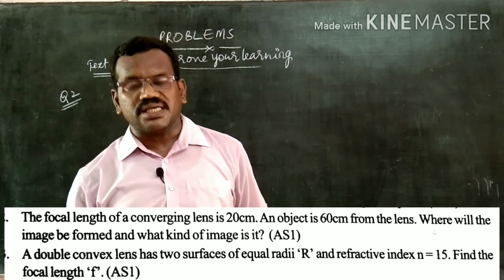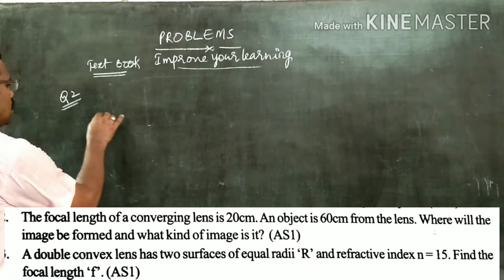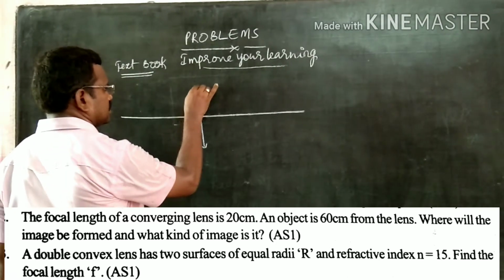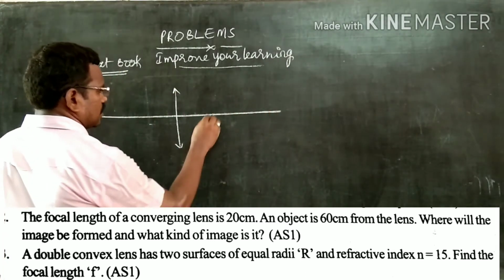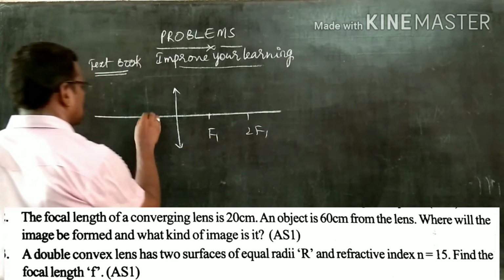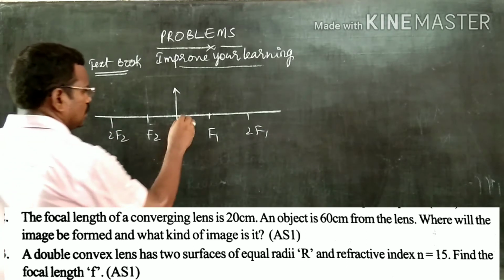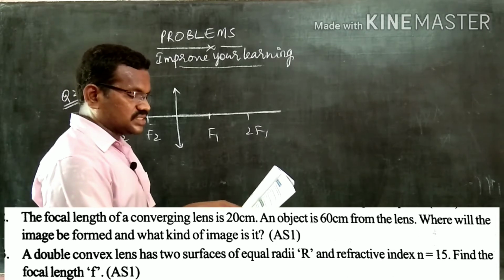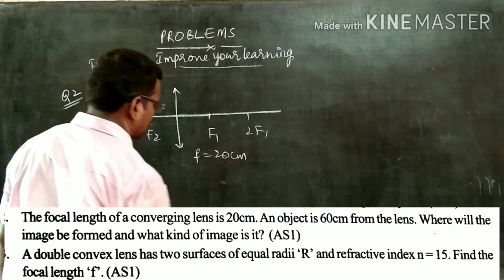Here the clue is converging lens. So first of all we should draw a principal axis as well as a converging lens. For a converging lens, generally on the right hand side we are going to consider the focus F1 and it becomes 2F1. Left hand side it is F2 as well as 2F2. So they given in the problem the focal length of the converging lens is 20 centimeters. So f is equal to 20 centimeters.